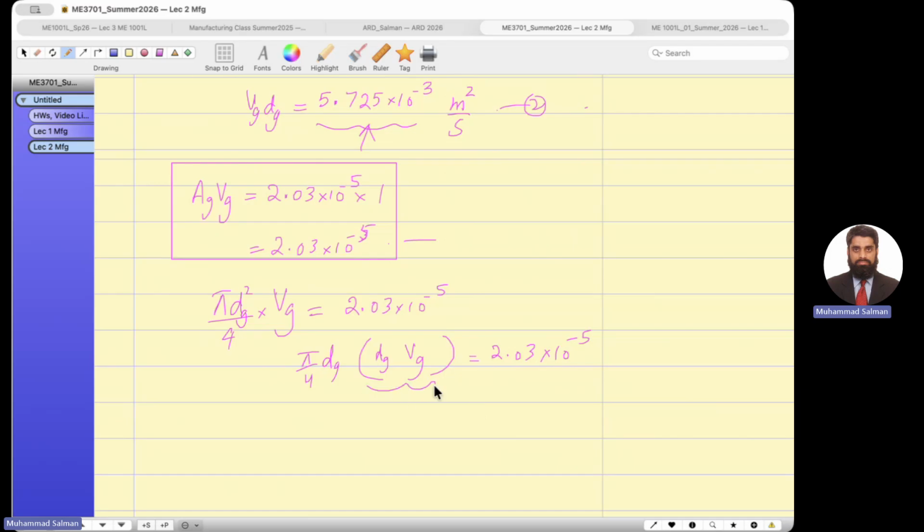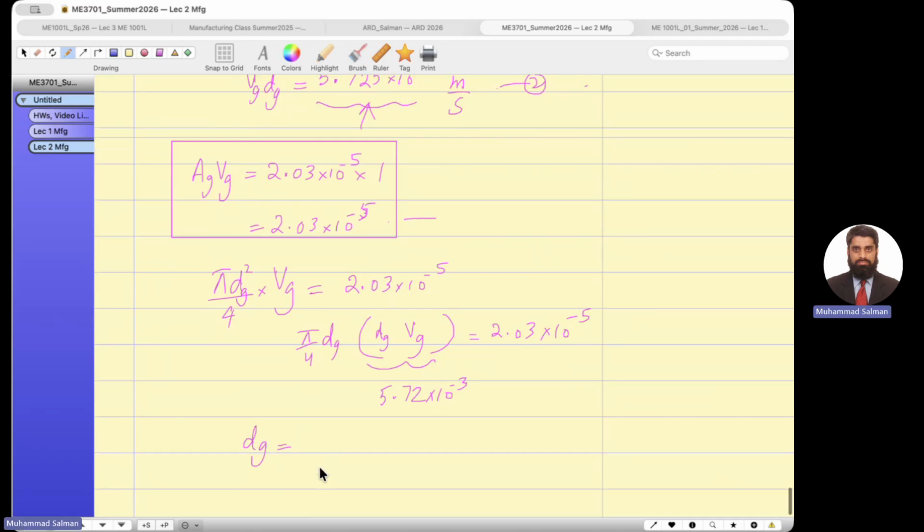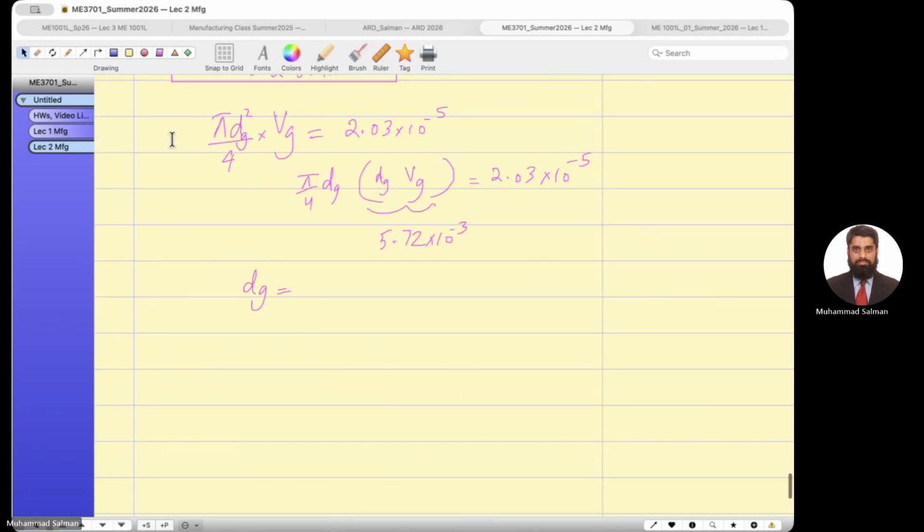And let's plug it in over here. 5.72 in 10 to the power negative 3. And let's find out dg from here. And here you get the answer. About the diameter of the gate is 4.5 in 10 to the power negative 3 meters. Please confirm.